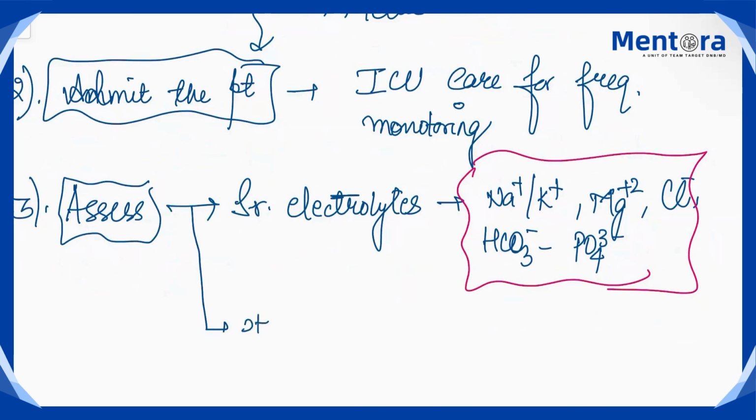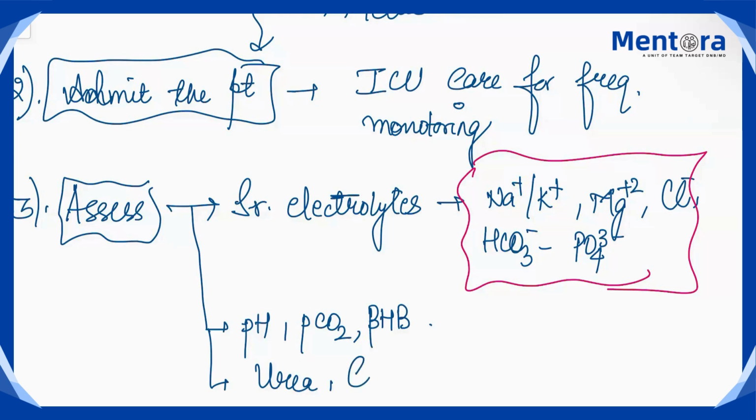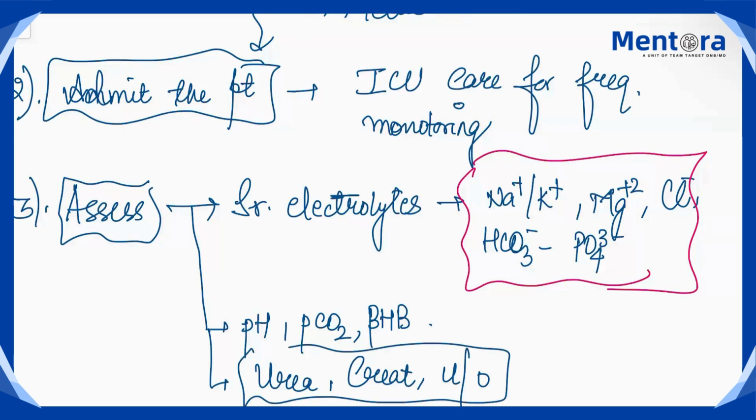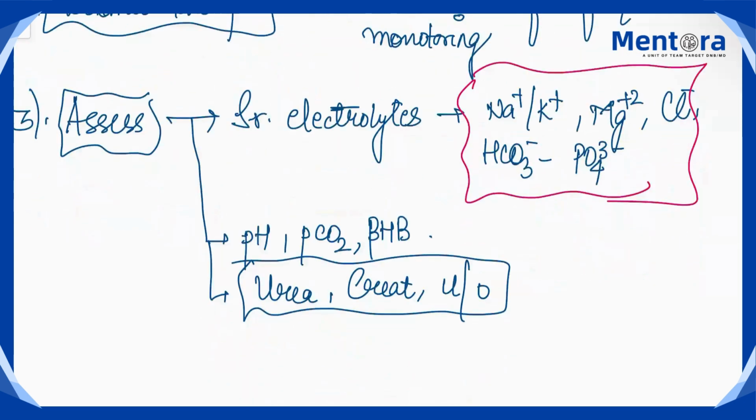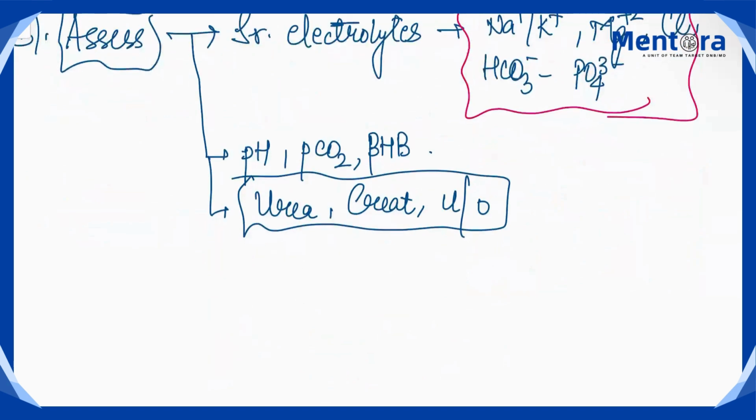You have to look for pH, PCO2 and beta hydroxybutyrate levels. And because there is a condition of dehydration, look for urea, creatinine and urine output, whether the patient has landed up in AKI or not. Because fluid management is the main crux along with insulin management.